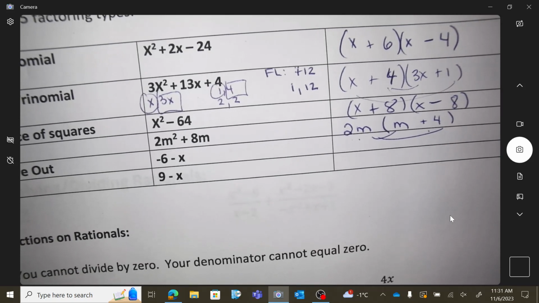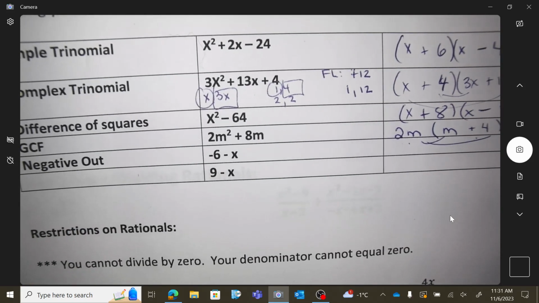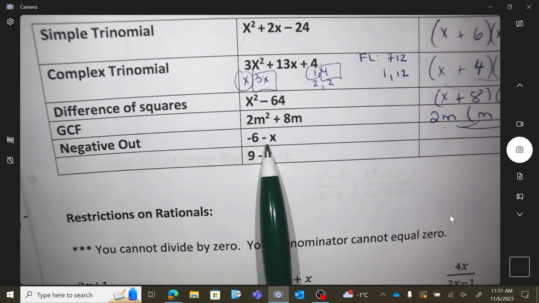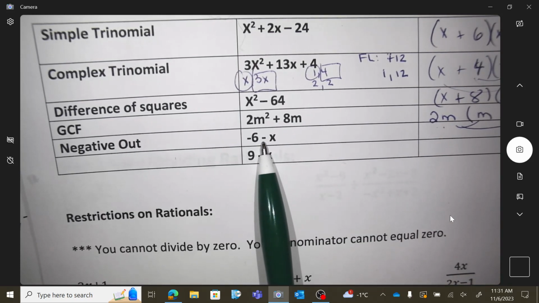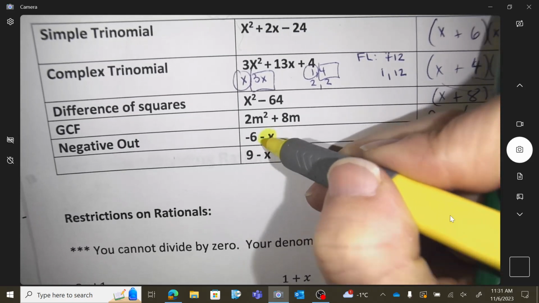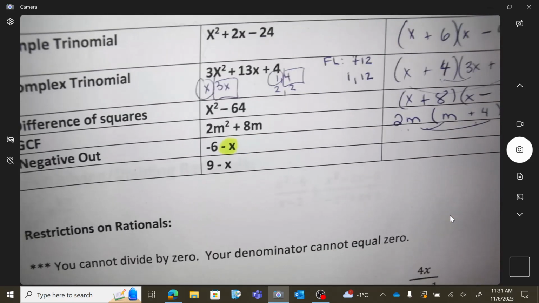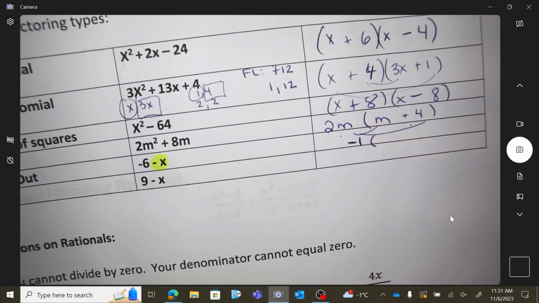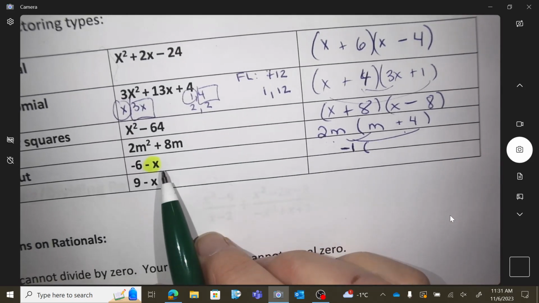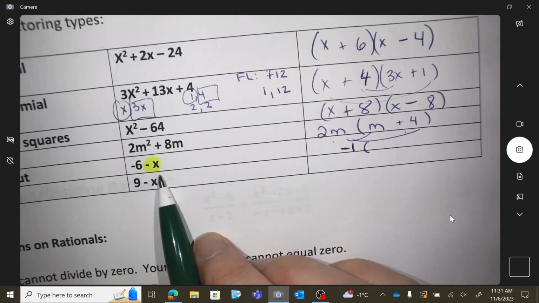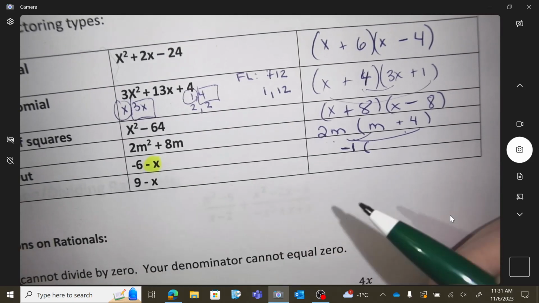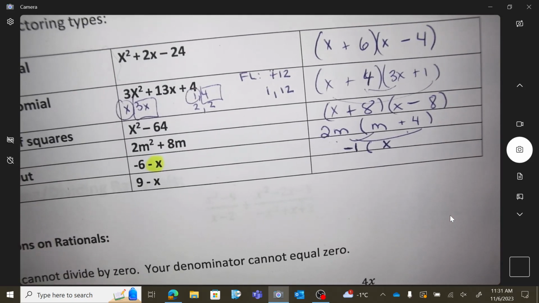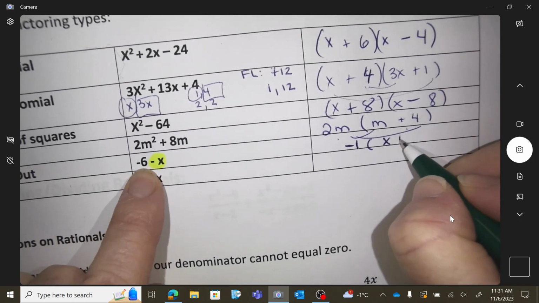And a new one that we're going to talk about is called a negative out. And it's really a GCF. So how do I recognize it? I don't like negative variables. So do you see how I have a negative x in here? I don't like that. So I'm going to GCF a negative 1 out. That's all I'm doing. It's a GCF. So if I take a negative out, what kind of variable do I have now? Positive x. And what kind of number do I have? Positive 6.